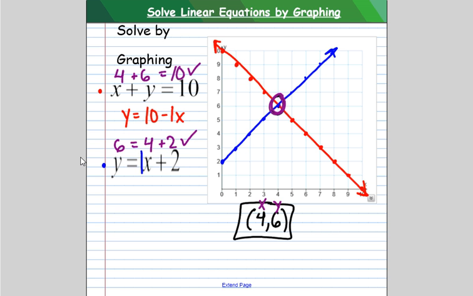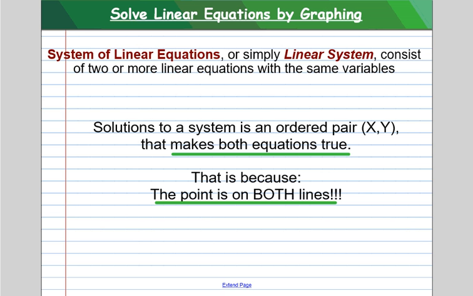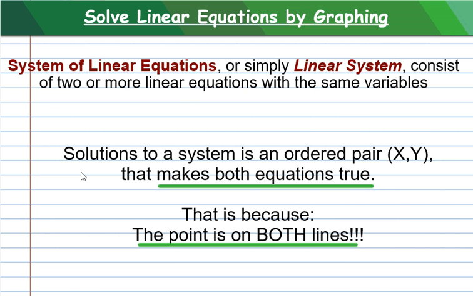So when they say solve by graphing, they mean find where the two lines cross, find the ordered pair that would make both equations true. What we're doing is what the math community calls solving a system of linear equations, or simply a linear system.